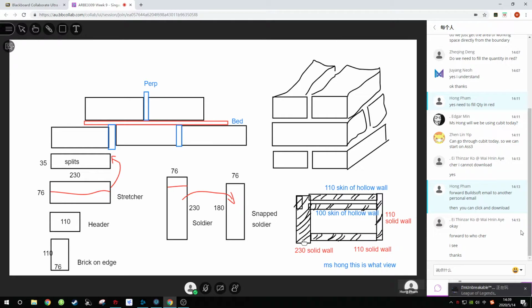Any questions? 230 solid wall is this one. This one is 230 solid wall. It looks like this. Of course, you have to draw it a bit longer, all the way down. Any question for this?